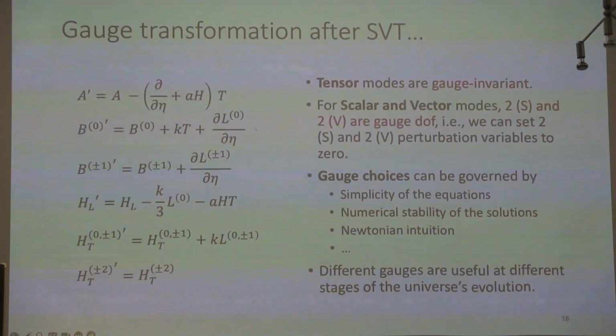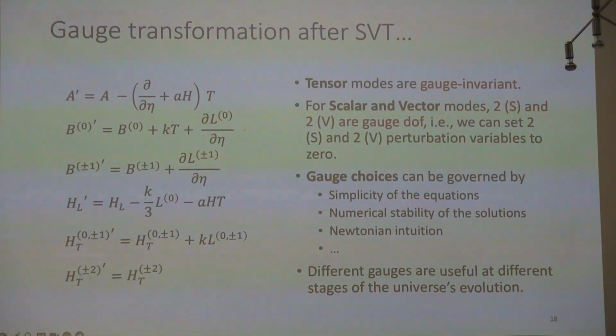Now, if you stare at this list of transformations, what you see immediately is that the tensor modes are gauge invariant, which is kind of expected, because basically these are gravitational waves. Okay, traceless transverse is always the same. Then you have the two scalar modes, A prime and B prime. And these are both clearly gauge dependent because they depend on your choice of L0 and T. Same with the vector modes, B plus or minus 1, that is also a gauge dependent quantity. So it depends on what you want to do with L plus or minus 1.